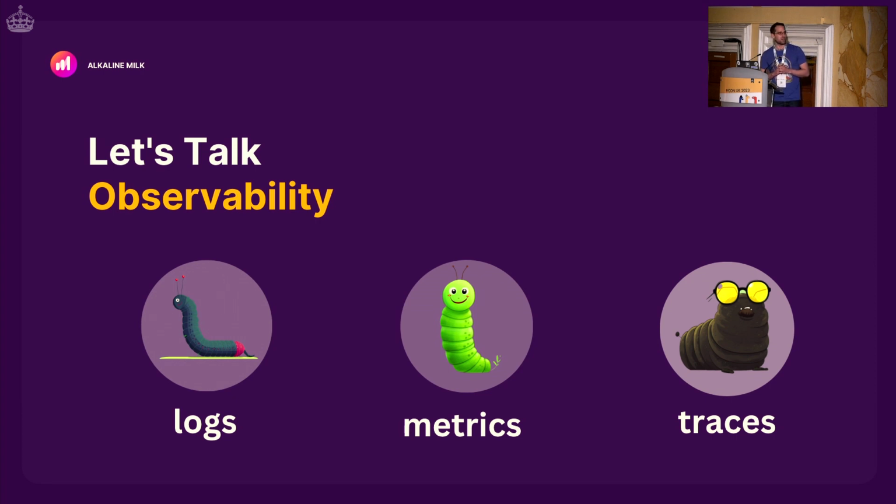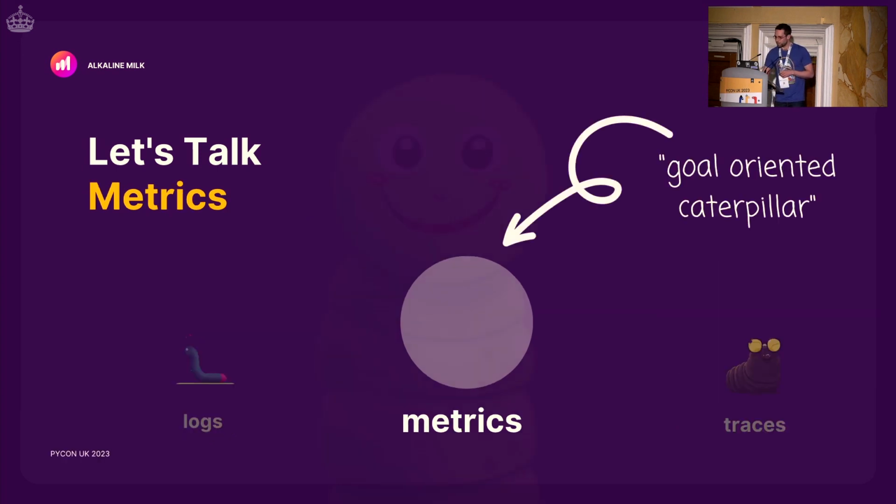If you've tried to debug only using logs in production and you don't know exactly where your problem is, you are stuck sifting through a lot of data, your queries take a long time, and that is where metrics come in. This smiling green friend I like to call our goal-oriented caterpillar. And that's because metrics see the forest instead of the trees. They're like a summary statistic. So whereas the logging caterpillar is like, this happened, this happened, this happened, the metrics caterpillar will tell you, this happened 5 times.